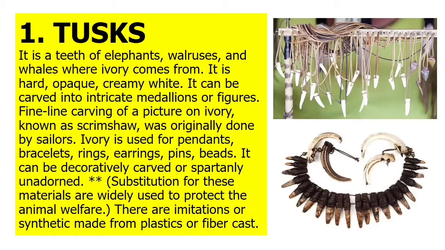So first one is the tusks, or teeth of elephants, walruses, and whales. It is where ivory comes from. It is hard, opaque, and creamy white. It can be carved into intricate medallions or figures. Fine line carving of a picture on ivory, known as scrimshaw, was originally done by sailors. Ivory is used for pendants, bracelets, rings, earrings, pins, and beads. It can be decoratively carved or spartanly unadorned.